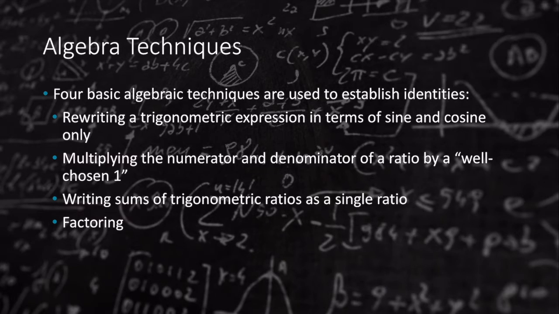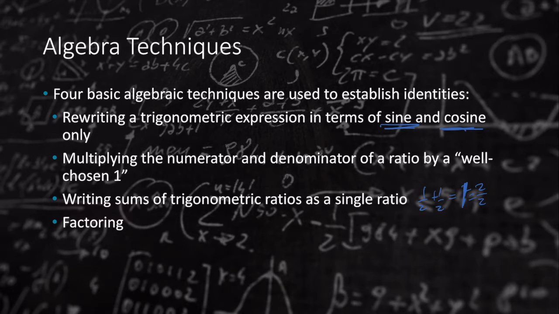The first is to rewrite your expression in terms of just sine and cosine. The second is to multiply by a well-chosen 1. And you can multiply the numerator and the denominator by that well-chosen 1, right? Because that would be multiplying by 1, which keeps the equation the same. Next, you can write the sums of trigonometric ratios as a single ratio, i.e. it's just saying go ahead and add. If I have 1/2 plus 1/2, that's 1. Or 2/2. It's late in the day, folks.